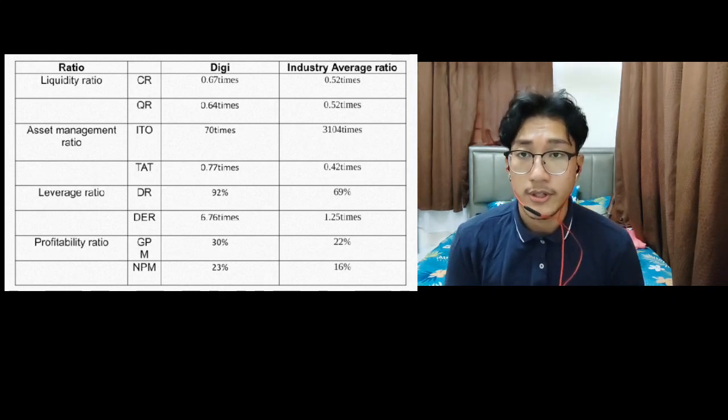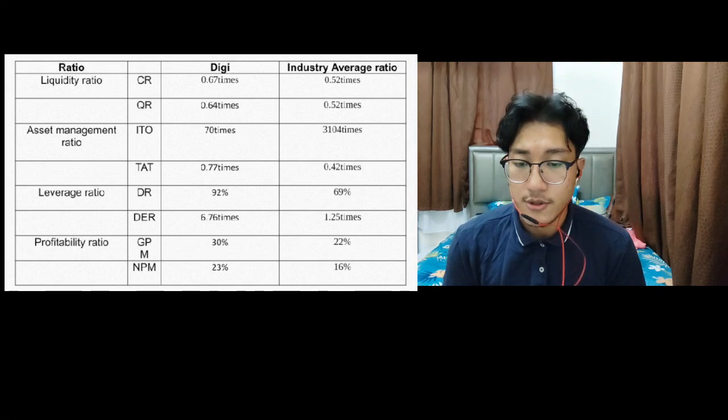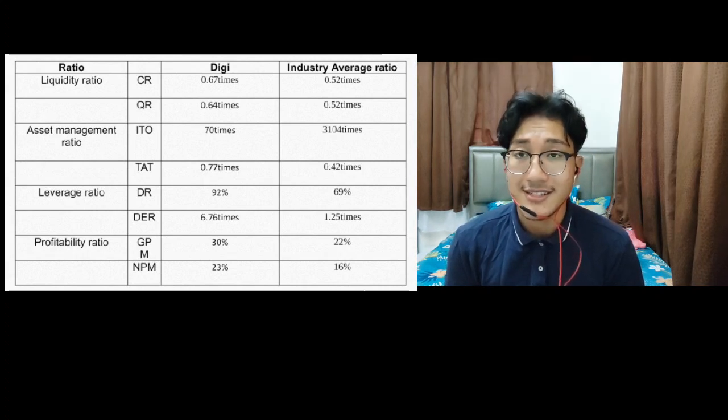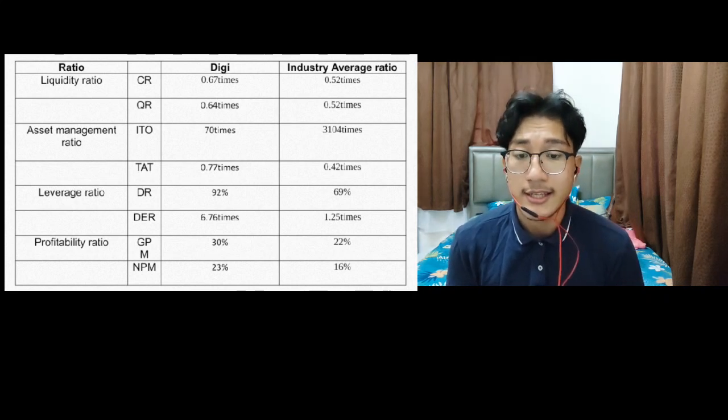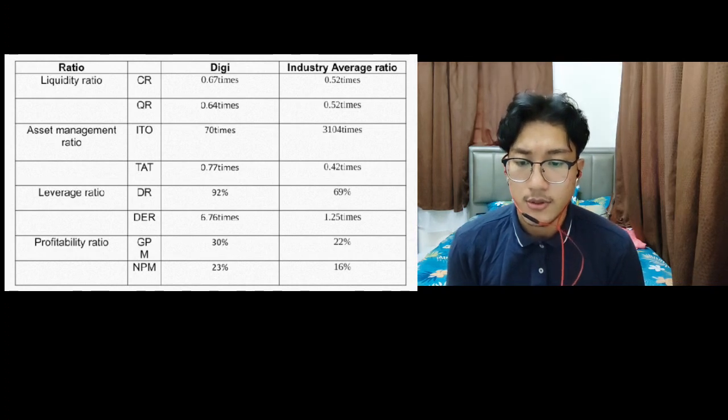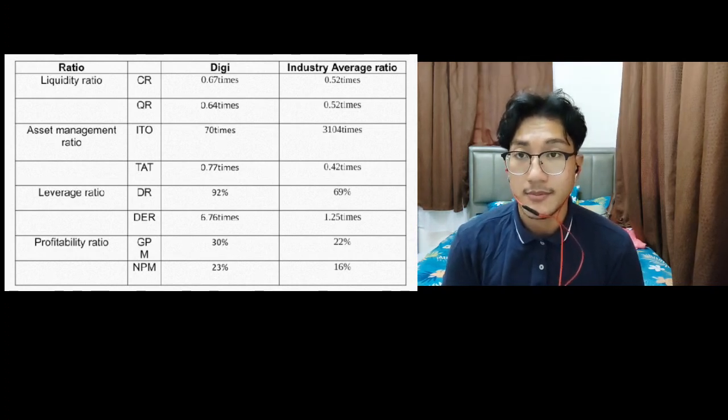Second one is quick ratio. The results show that the quick ratio for Maxis is lower than Digi, which is 0.52 times. Compared to Digi, the quick ratio is 0.64 times. Digi's company has high liquidity and easily meets its short-term debt, while Maxis shows low liquidity indicating otherwise, and the company will face bankruptcy.